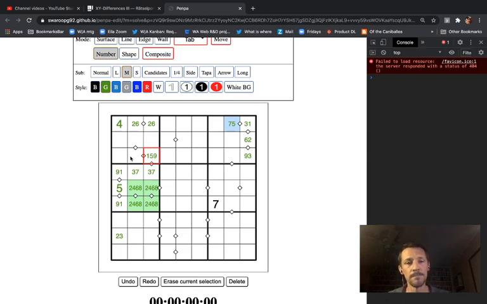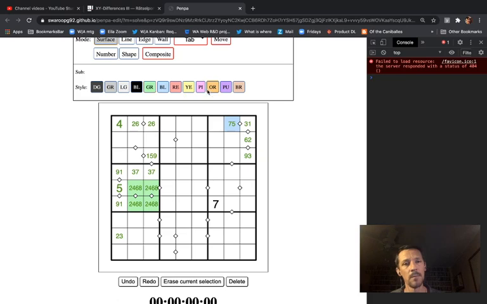Certainly an odd number. But these two numbers as well, they are going to have to be the same parity. And their parity, can it be even or odd? Well, we've already got 3 evens in the box, so both of these are going to have to be odd. Okay, let's go ahead and make them orange.